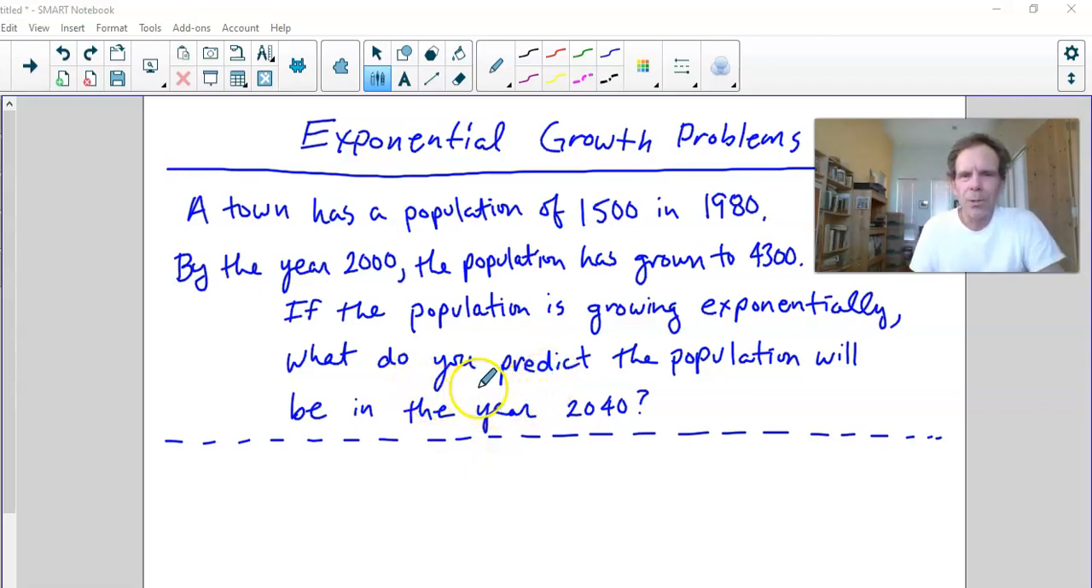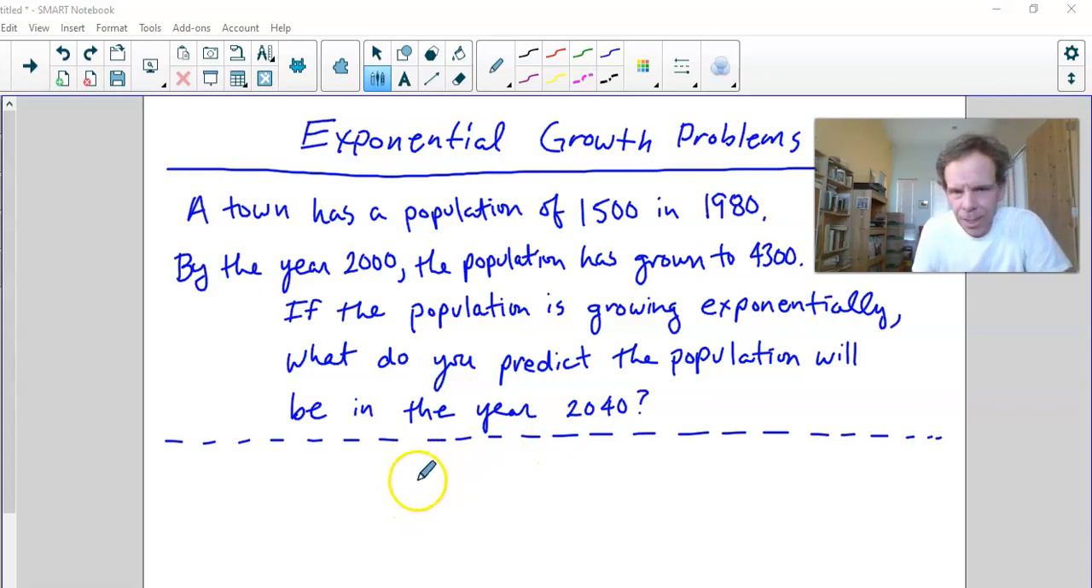All right, we're going to do an exponential growth problem today. Here's the story. A town has a population of 1,500 in the year 1980. By the year 2000, the population has grown to 4,300. If the population is growing exponentially, what do you predict the population will be in the year 2040?